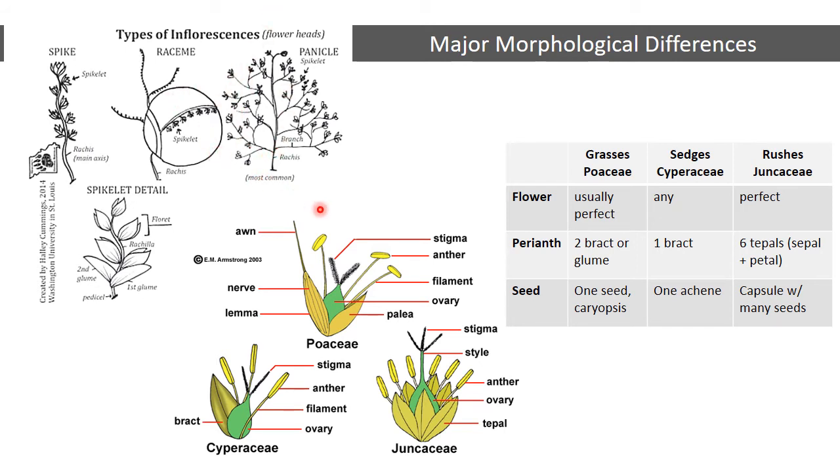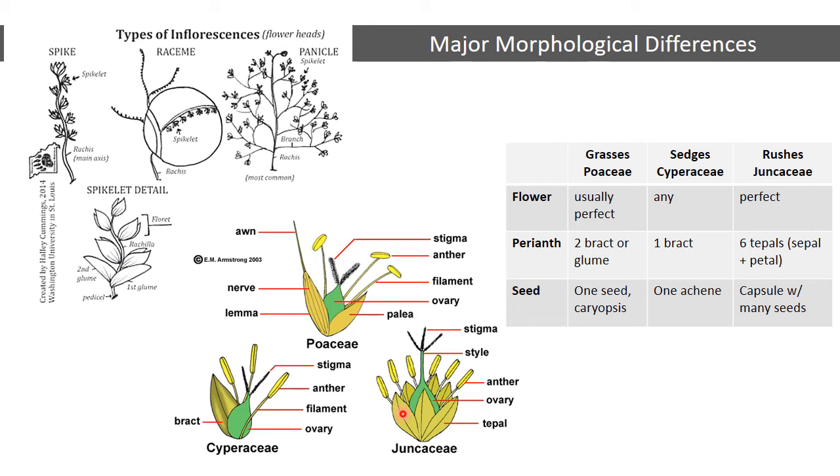The flowers themselves are going to differ in each family, with grasses usually being perfect, having male and female parts, as well as rushes. However, Cyperaceae, or sedges, can have both imperfect and perfect flowers. The perianth, or what we would normally see in flowers as the petals and sepals, is going to actually just be two little bracts in grasses, or one in Cyperaceae, and usually six altogether in Juncaceae.